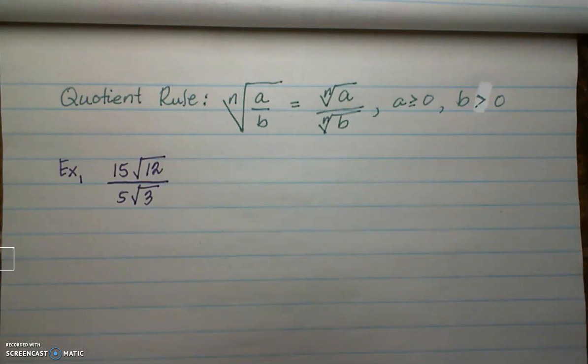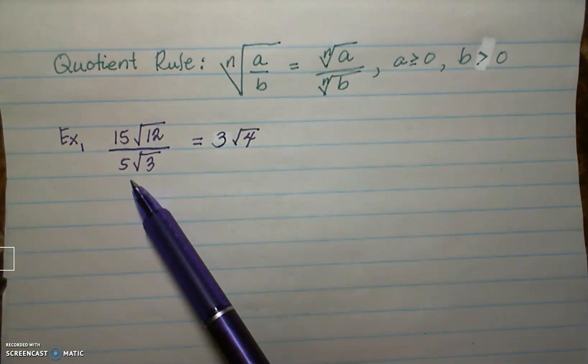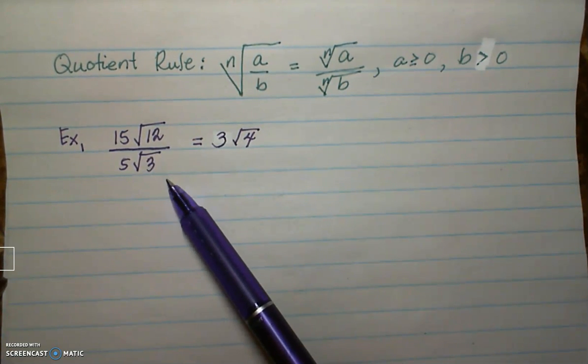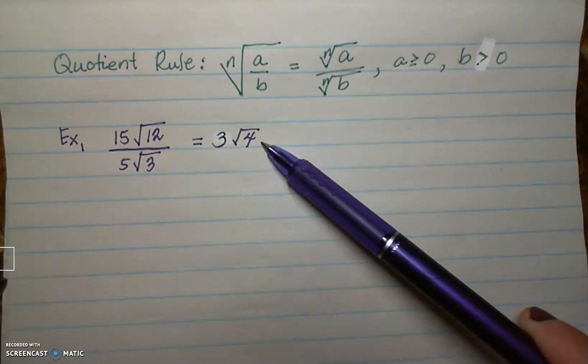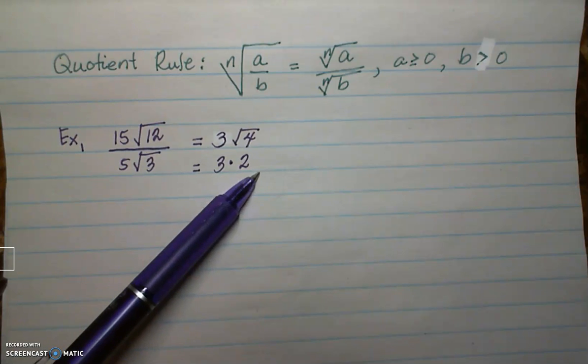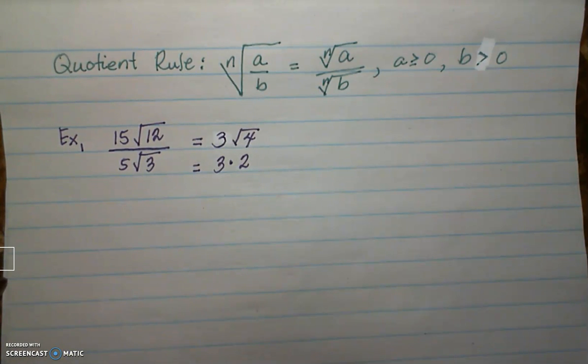All right, so for example number 1: 15 square root of 12 over 5 square root of 3. 15 over 5 is 3. Square root of 12 divided by square root of 3 is square root of 4, which is going to be 3 times 2, because square root of 4 is 2, and so the final answer is 6.